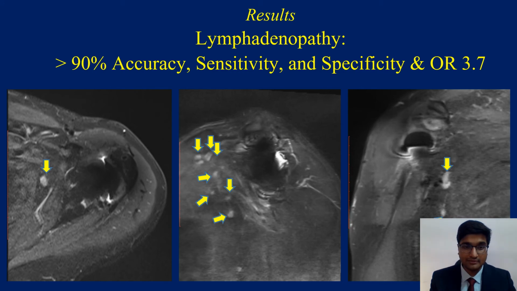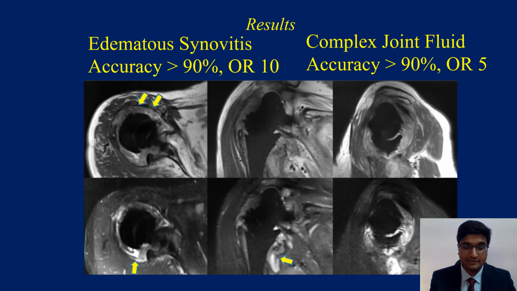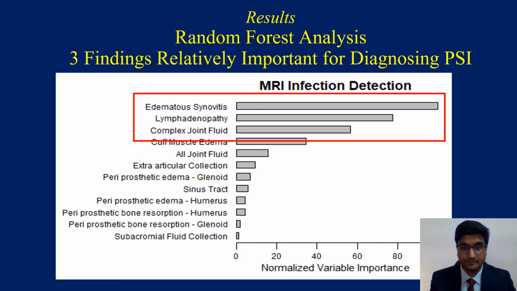These are the representative images where the arrow shows us how lymphadenopathy actually looks on MARS MRI. These are the representative images of edematous synovitis and complex joint effusion on MARS MRI, which could suggest that this is a case of periprosthetic shoulder infection. A random forest analysis also showed us that these three findings of edematous synovitis, lymphadenopathy, and complex joint effusion are relatively important for the diagnosis of PSI.